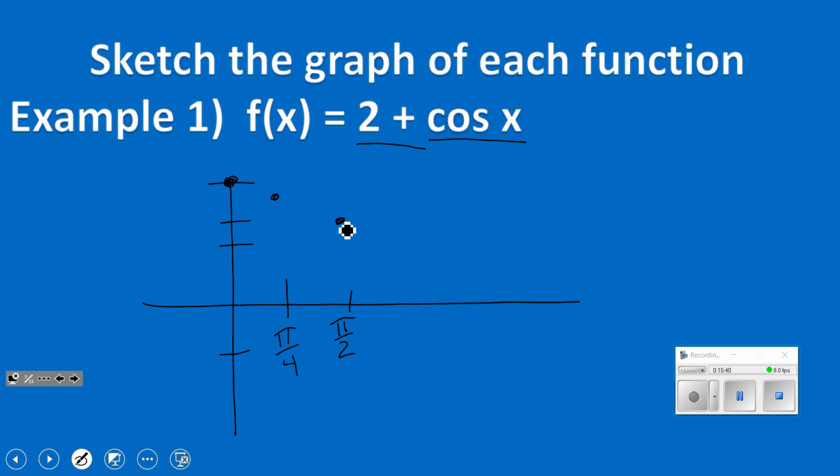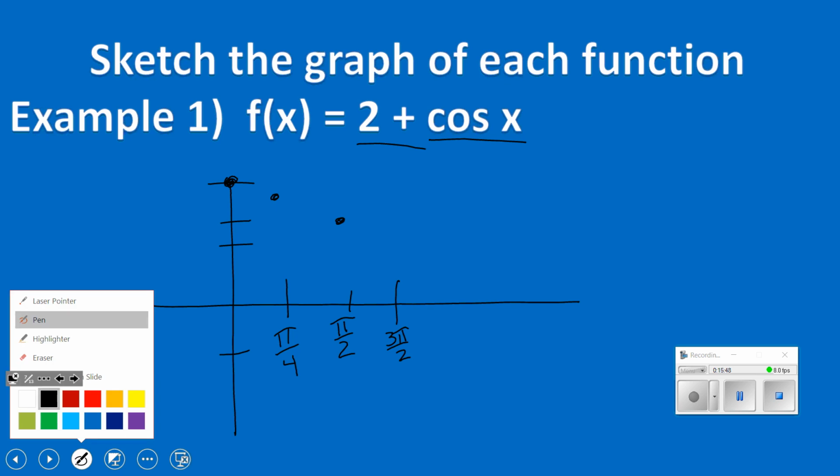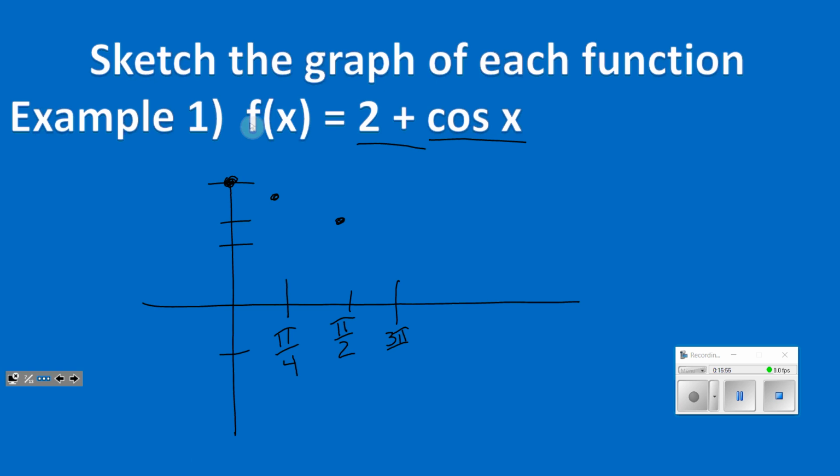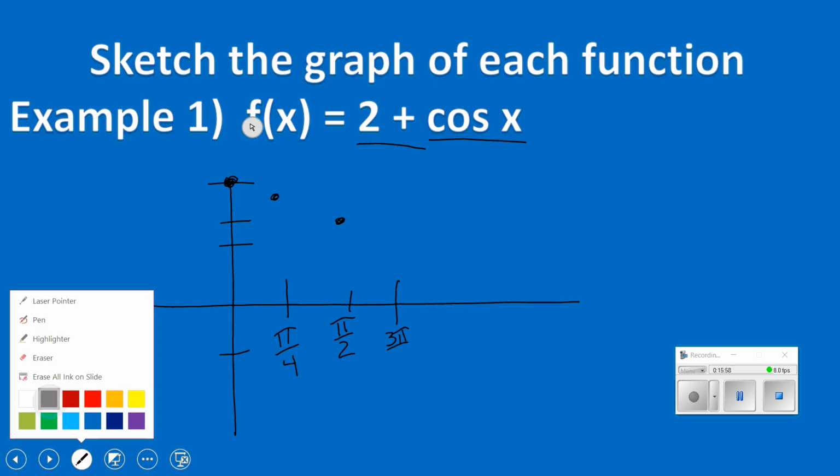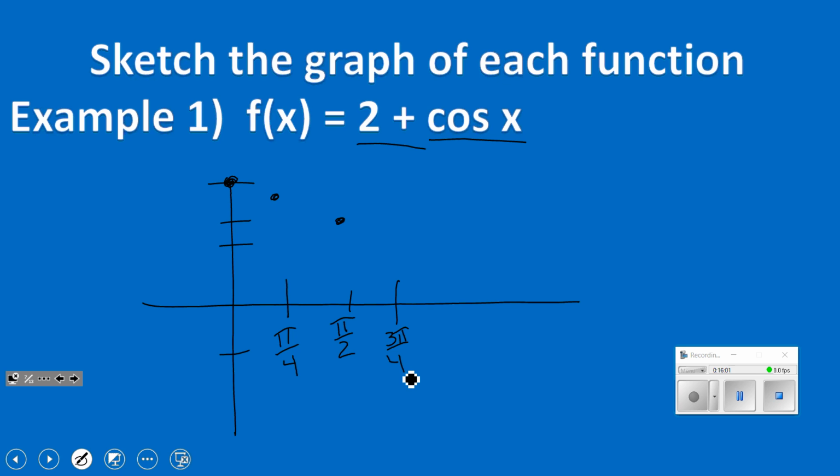Okay, and then if I keep on going around, let's go to 3 pi over 4. Not 3 pi over 2, 3 pi over 4. It's negative square root of 2 over 2. Everybody agree? So that's negative 0.7. What's negative 0.7 plus 2? 1.7. Okay, so here's 1, here's 2, here's 3. So 1.7 is going to be somewhere around here.